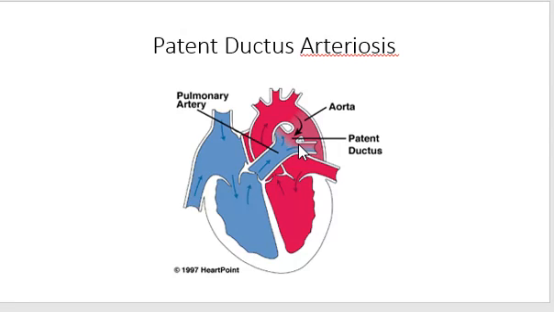Your clinical manifestations for patent ductus arteriosus: patients could be asymptomatic or they could show signs of heart failure. And there is a characteristic machine-like murmur, is what they call it. It sounds like a machine almost. And you have a widened pulse pressure and bounding pulses resulting from this runoff of blood from the aorta to the pulmonary artery.